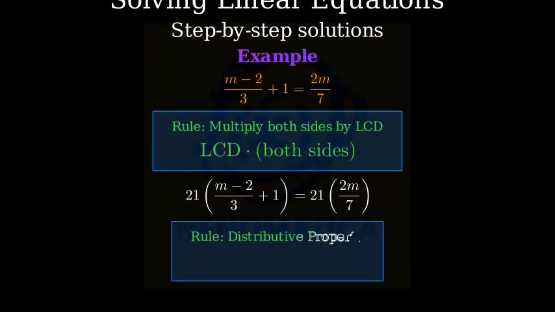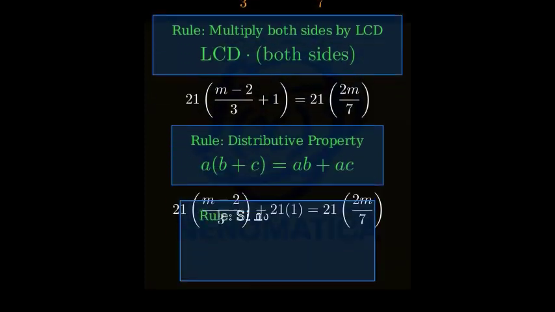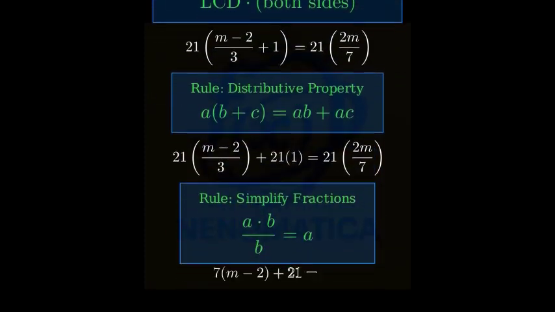In step 2, we'll distribute the 21 to each term in the parentheses. On the left side, we have 21 times m minus 2 over 3 plus 21 times 1. On the right side, we have 21 times 2m over 7. For step 3, let's simplify these fractions.